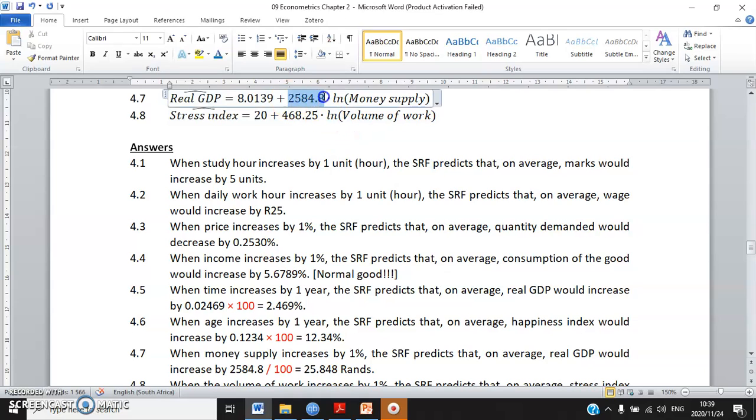So let's look at this one. Real GDP explained by log of money supply. So the interpretation is when x money supply increases by 1%, sample regression function predicts that on average, real GDP would increase by, you see the division, by 100 by 25.848 units or rand.